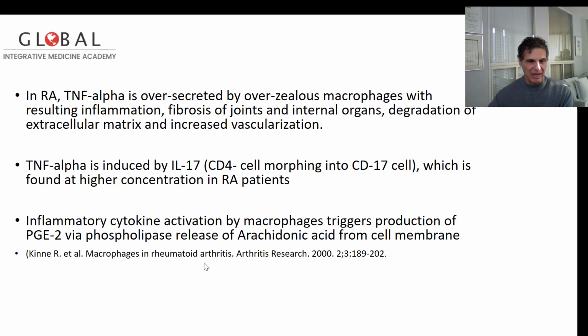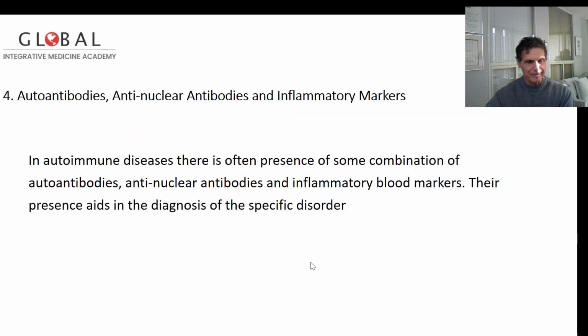This was a great review of this entire model found in the journal Arthritis Research in the year 2000. It's a fantastic review of this. So then we have anti-nuclear antibodies and other inflammatory markers.